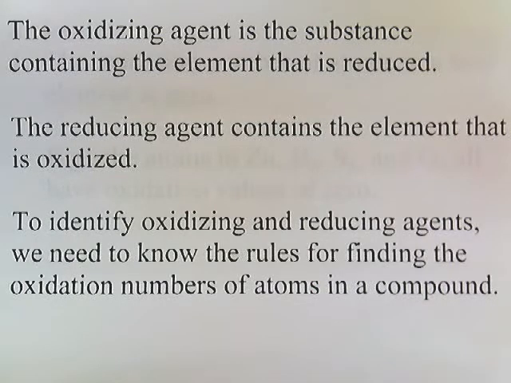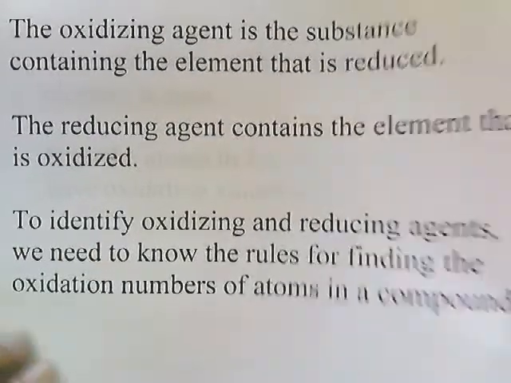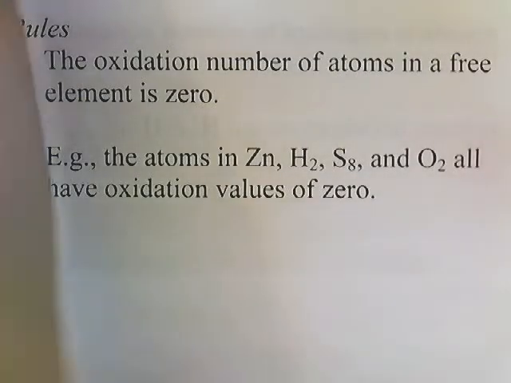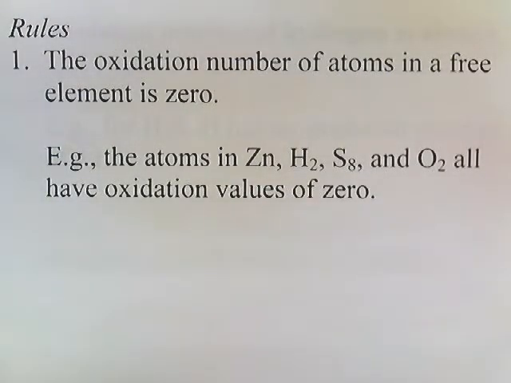To identify oxidizing and reducing agents, we need to know the rules for finding the oxidation numbers of atoms in a compound. So here are the rules. The oxidation number of atoms in a free element is 0. So for example, the atoms in zinc, hydrogen, sulfur, and oxygen all have oxidation values of 0.